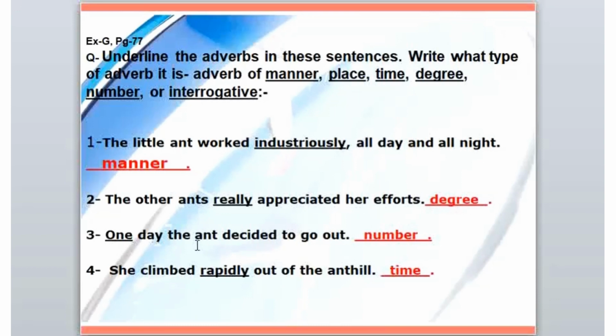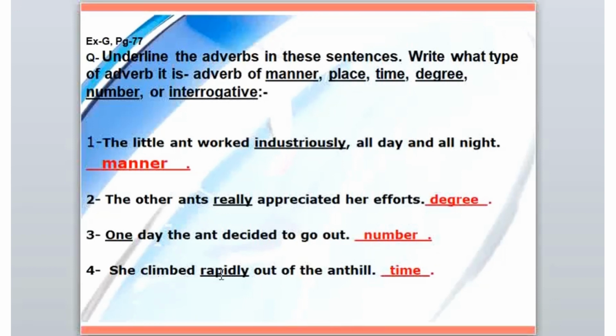One day the ant decided to go out. Now students, tell me, is any number used here? Interrogative, manner, degree, frequency, which one is used? Yes, it's so easy to point out, right? So let's focus on one. From these given kinds we can take number, so we will underline one, and in the blank what we will write? Number. Very good. Now let's come to number 4.